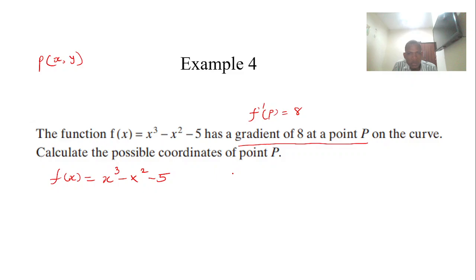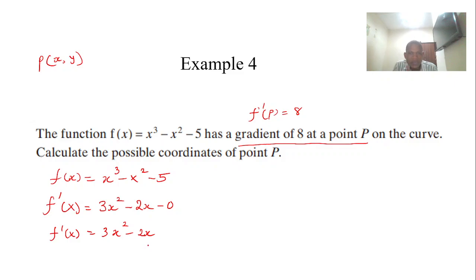Now this is my function. I'm given the gradient already, so we are going to differentiate. If I differentiate once, I'll get the gradient function, which is called f prime of x. Now this gives me 3x squared minus, the 2 comes to the front, 2x, then minus 0, because 5 is a constant. So my f prime of x is 3x squared minus 2x. Now this is the gradient function, mind you.